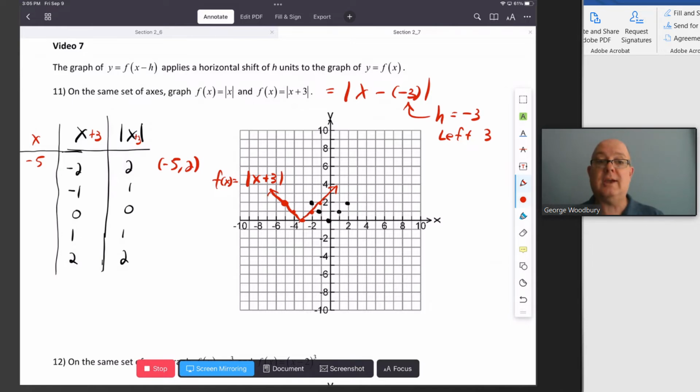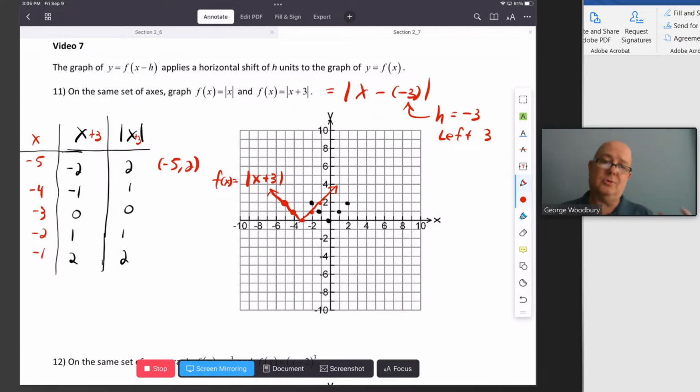x plus 3 equals negative 1. Subtract 3, we get negative 4. So negative 4, 1 is there, and so on. We would use negative 3, negative 2, and negative 1. But I think it's more efficient if you can spot the shift to just move them over than try to find the right values of x to make this work.